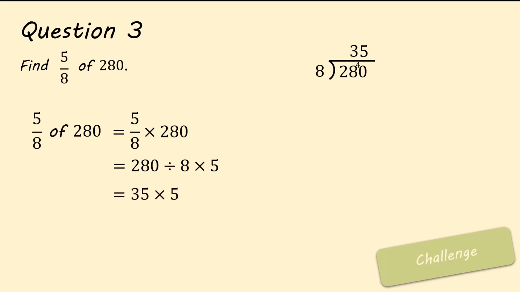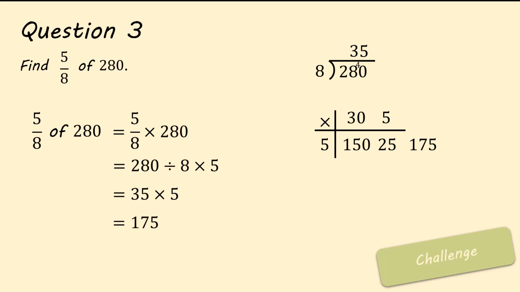Now 35 times 5 can be calculated using the grid method or column multiplication. We'll use the grid method here. 30 times 5 is 150, 5 times 5 is 25, and 150 plus 25 is 175. Therefore, 35 times 5 is 175, so 5/8 of 280 is 175.